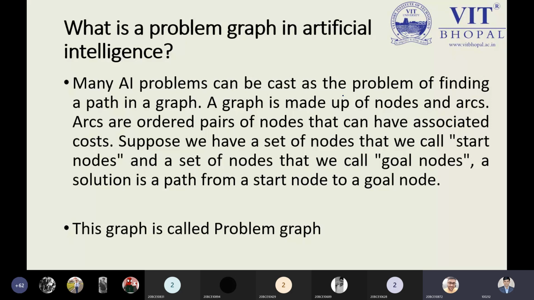What is the problem graph in AI? Many AI problems can be cast as the problem of finding a path in a graph, and we have seen the problem graph through various searching techniques as well. If you remember the searching techniques, what are those searching techniques? I can write over here. Just note it down in your mind as well. We have seen the problem graph by the various searching techniques.